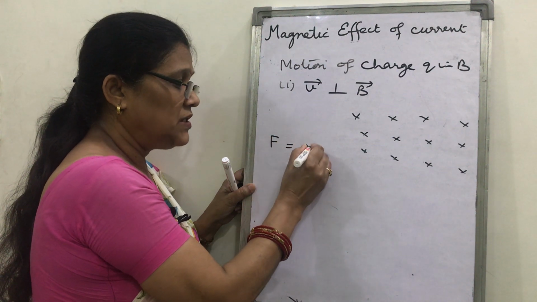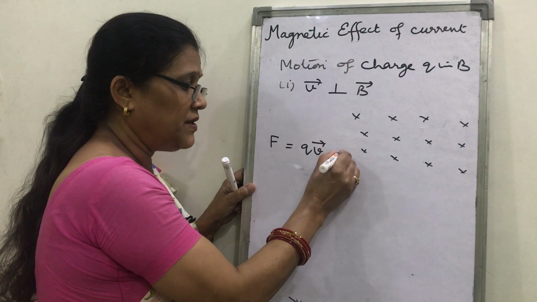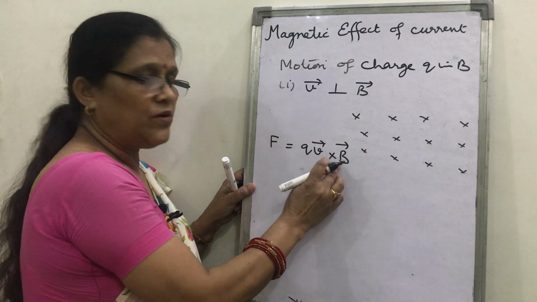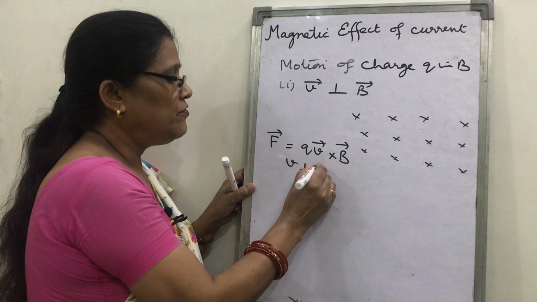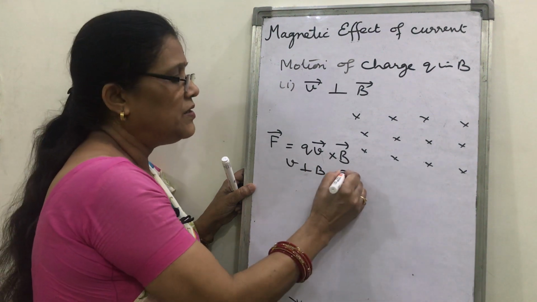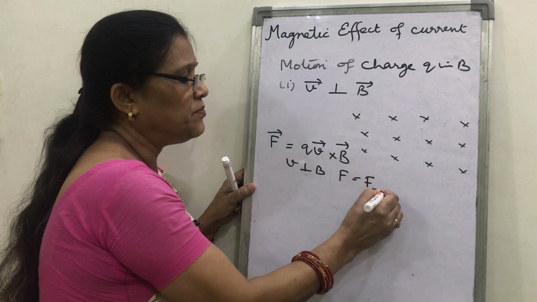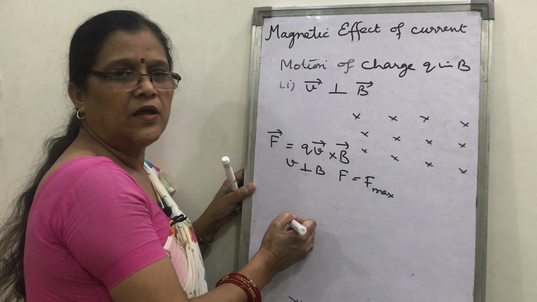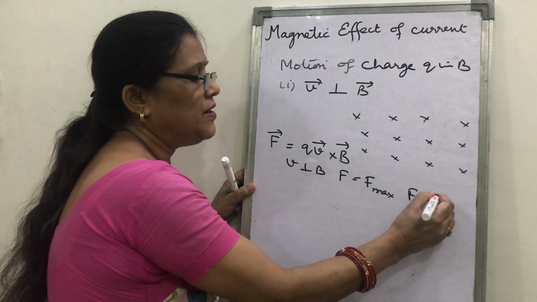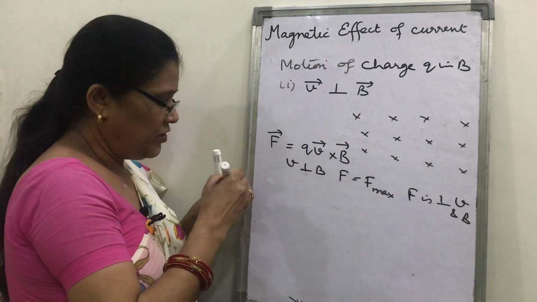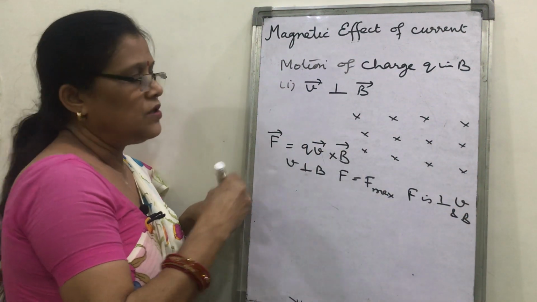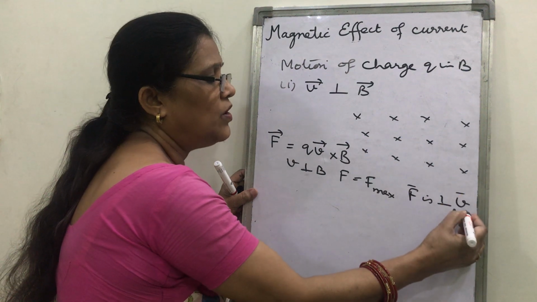The force always acts perpendicular to the plane of V and B, and this force becomes maximum if V is perpendicular to B, then F becomes F maximum. F is perpendicular to V and B. How will you show this? F, V and B are all vectors.